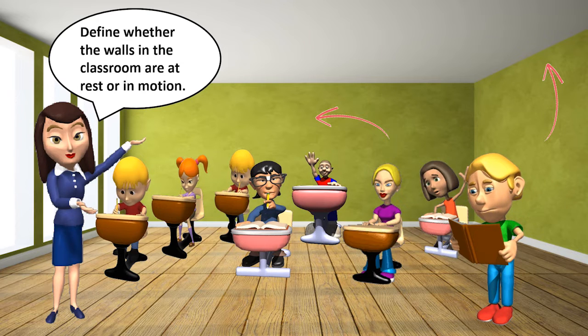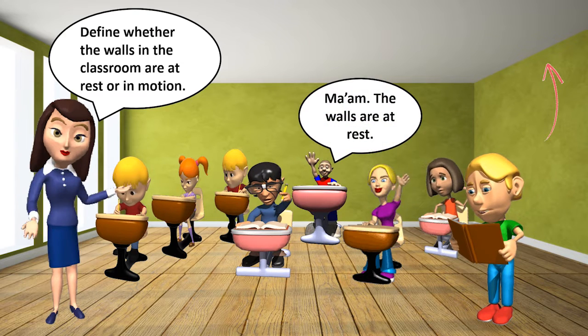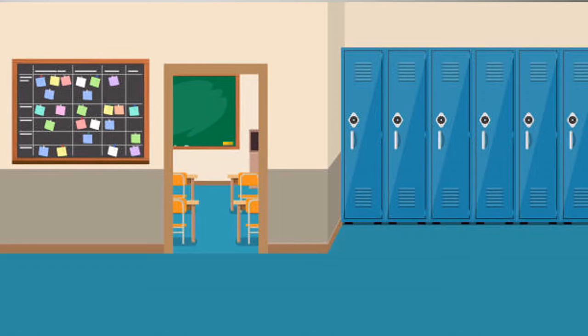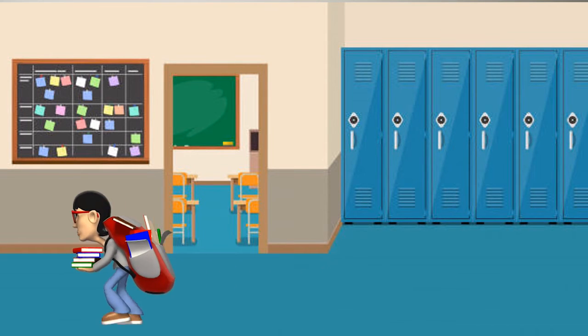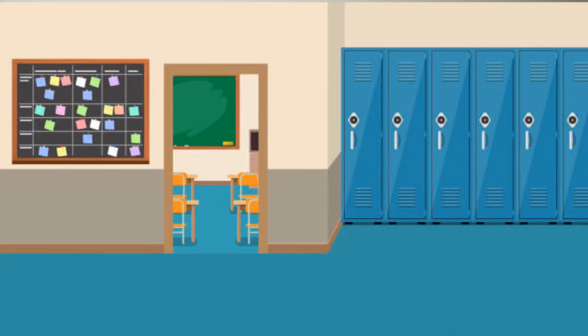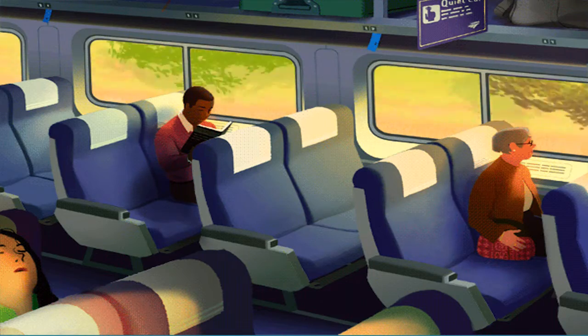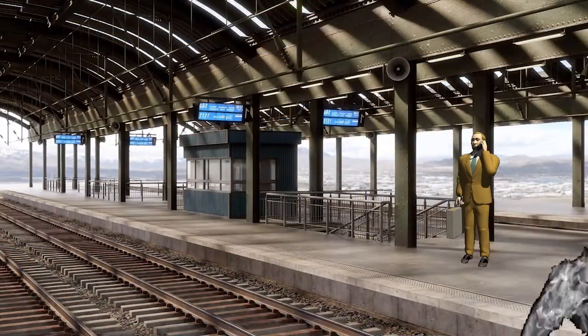In activity 8.1, the question asked is to define whether the walls in the classroom are at rest or in motion. This question can be answered by saying that the walls of the classroom are at rest concerning the students sitting inside the classroom. But for someone who is passing through the corridors looking inside the classroom, the wall of the classroom seems to move.